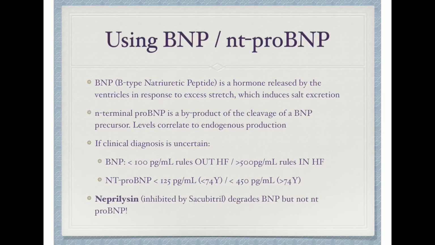There is a natural enzyme produced in the body called neprilysin that degrades BNP but does not have any effect on N-terminal proBNP levels. Since there is a new heart failure drug called sacubitril that does inhibit the neprilysin enzyme and raise BNP levels, this will lead to an artificial raising of the BNP that's unrelated to left ventricular stretch. In patients on this drug, you would use N-terminal proBNP rather than BNP levels as a marker for worsening heart failure.